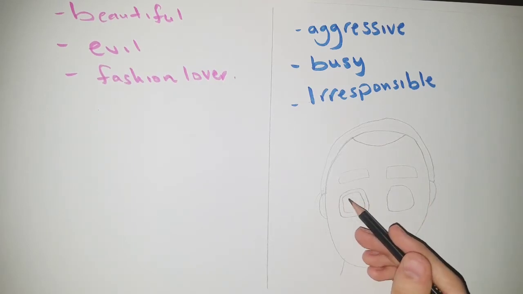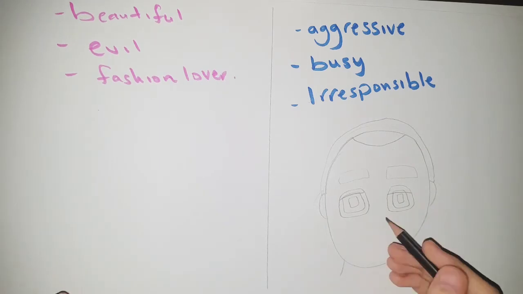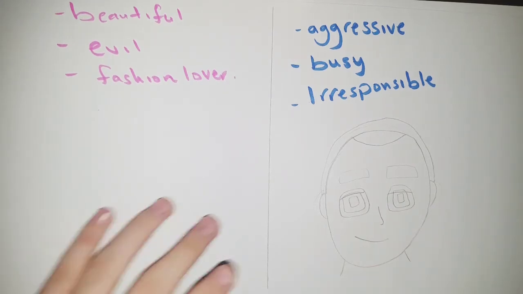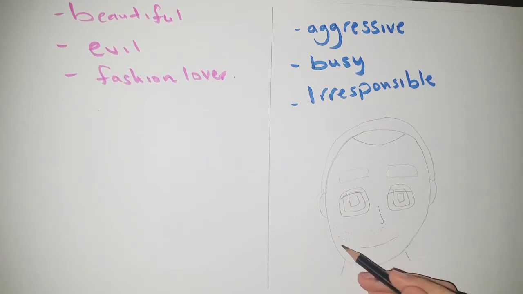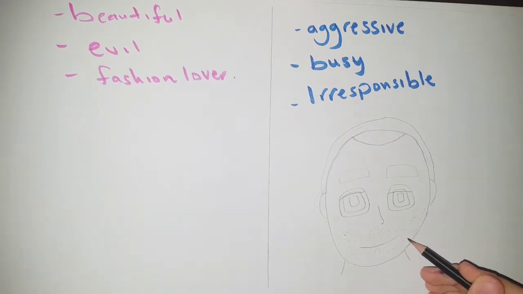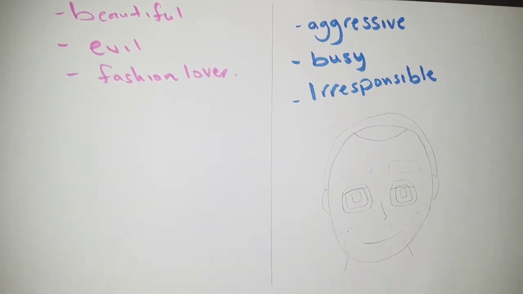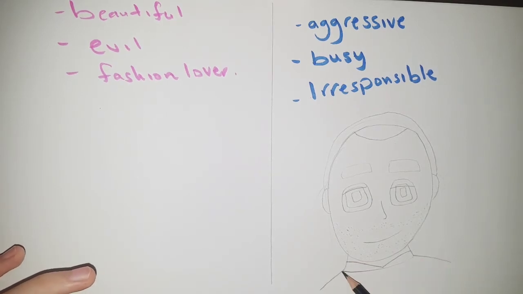Anyway, so I want to draw a man that is aggressive, busy and irresponsible. Actually he's not aggressive, he's lazy, but I don't know why I have written aggressive. Just ignore it, I have done lazy. And I've done a girl that is beautiful and evil and a fashion lover.